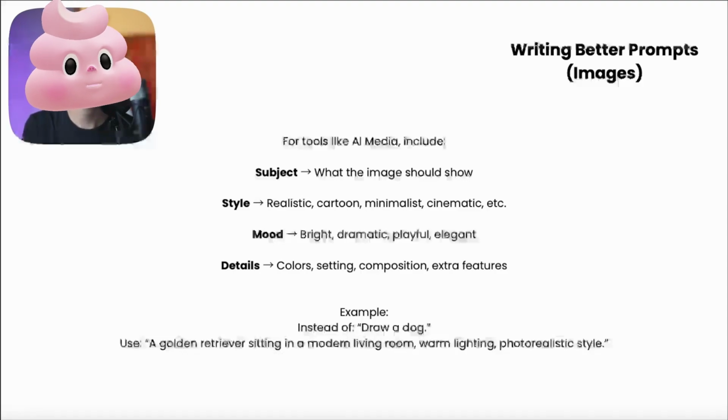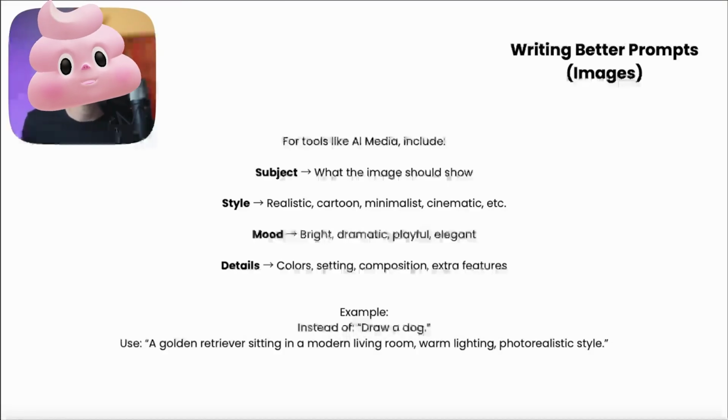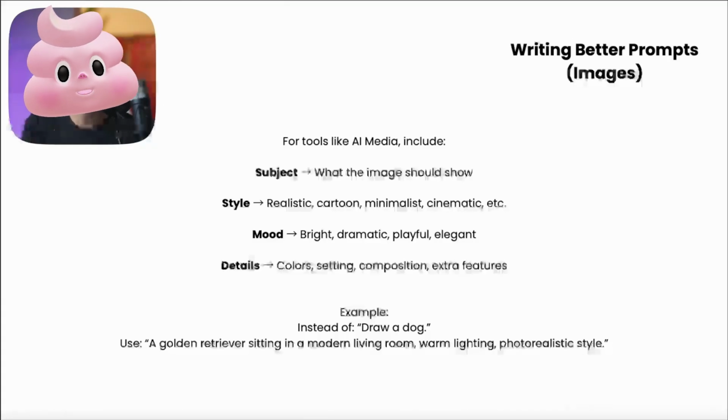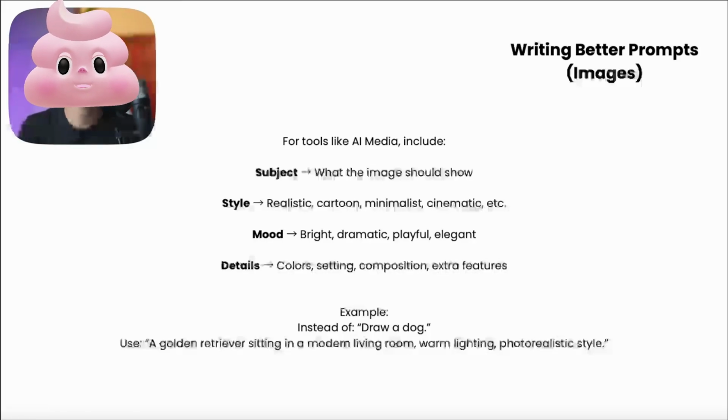So we start with the subject, then we describe the style we want, then we describe the mood and the details. If we do not get into detail and we just don't describe the subject, the style, the mood, and the details, right? If we don't exactly tell AI how we want each and every single one of these parameters, then we probably won't like the output that AI will give us. So it's super important to be very descriptive when it comes to the prompts, right? So again, instead of asking draw a dog, you can ask: a golden retriever sitting in a modern living room, warm lighting, photorealistic style, right?